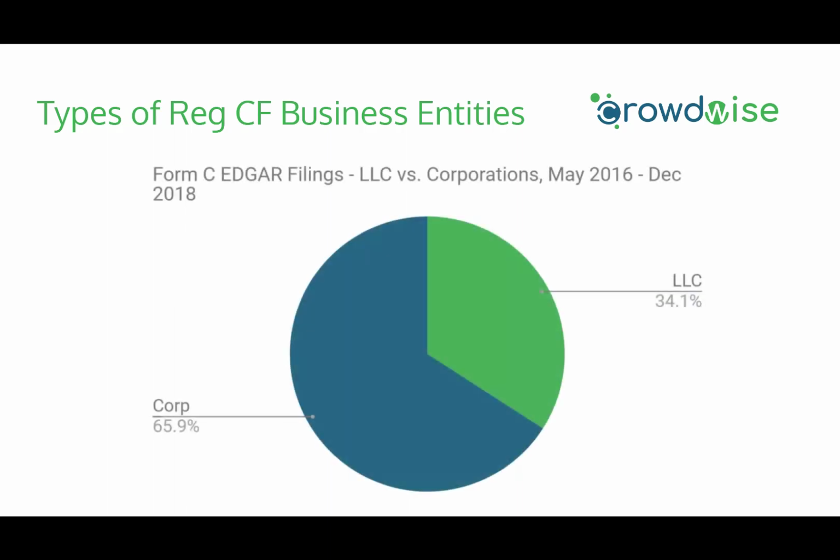First, let's take a look at the breakdown of regulation crowdfunding business entities to date. From May 2016 to December 2018, roughly 1/3 of all business entities through Reg CF were LLCs, while the other 2/3 were C corporations. Now, what this doesn't show is what % of those LLCs were taxed as partnerships versus corporations. However, you can see that it's not an insignificant amount of LLCs that are out there that can potentially impact your taxes. Let's talk about C corporations.